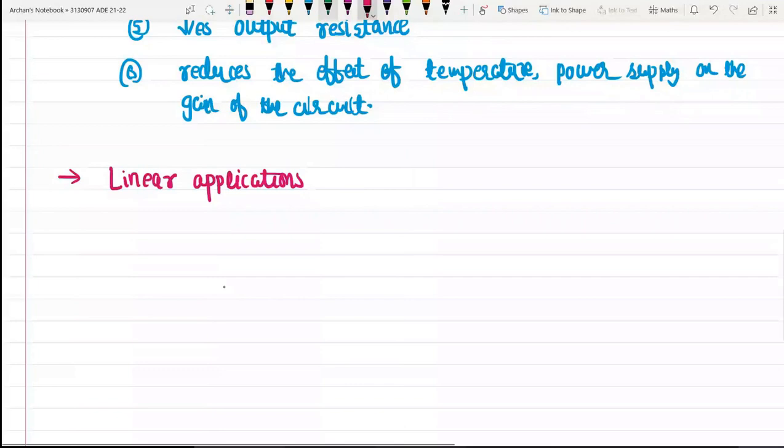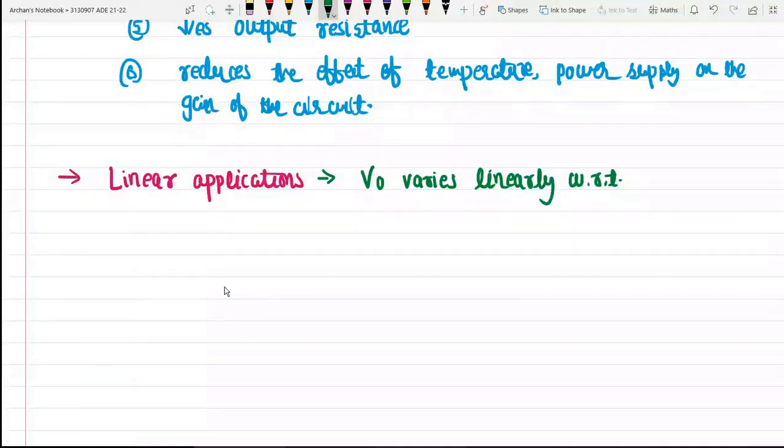Output voltage V0 varies linearly with respect to input voltage Vin. We will find a number of linear applications like inverting amplifier, non-inverting amplifier, voltage follower circuit, summing amplifier, differential amplifier, etc. We will discuss some of these linear applications in the upcoming lectures.